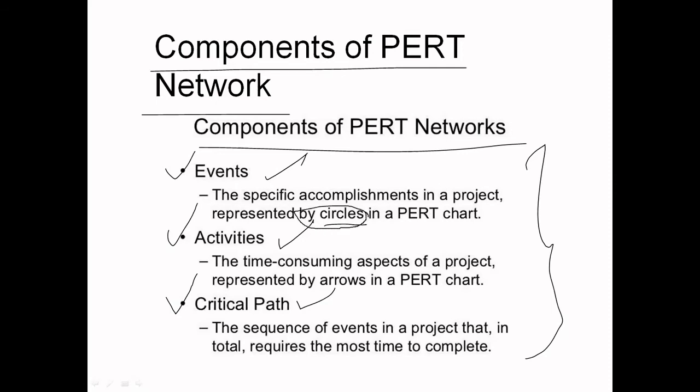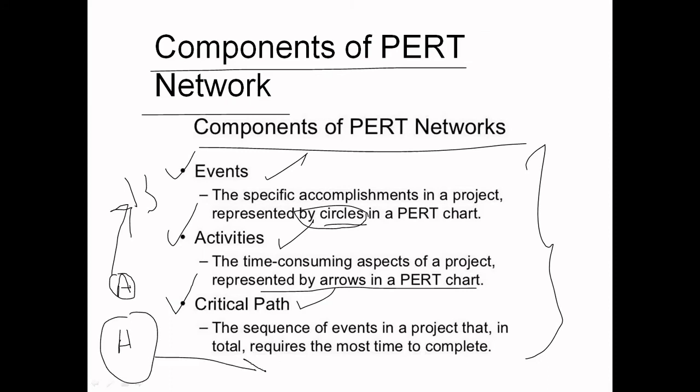To do this event, we need activities. You need to work, and then only it is possible. The time-consuming aspects of a project are represented by arrows in a PERT chart, because when there is an activity, you move from one place to another. For example, for classwork, you come to college. This is your home, and this is the college. The activity here is traveling from home to college.